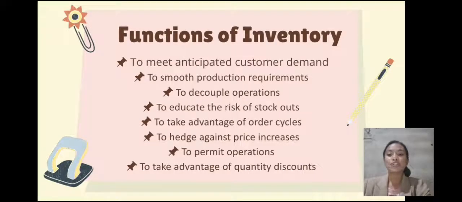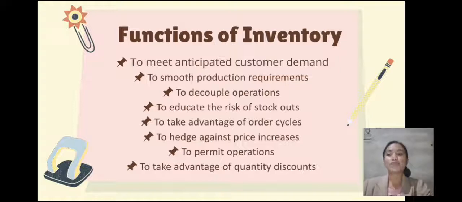Next is functions of inventory. There are 8 functions of inventory. First is to meet anticipated customer demand. So a customer can be a person who walks in off the street to buy a new stereo system, a mechanic who requests a tool at a tool crib, or a manufacturing operation. These inventories are referred to as anticipation stocks because they are held to satisfy expected demand.